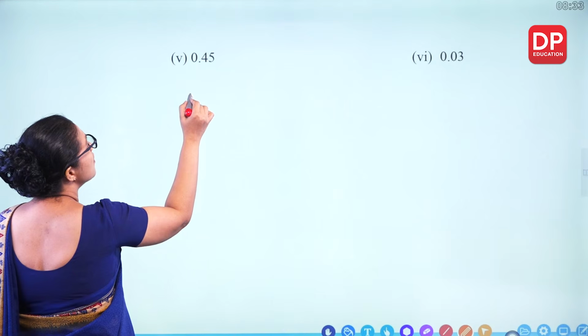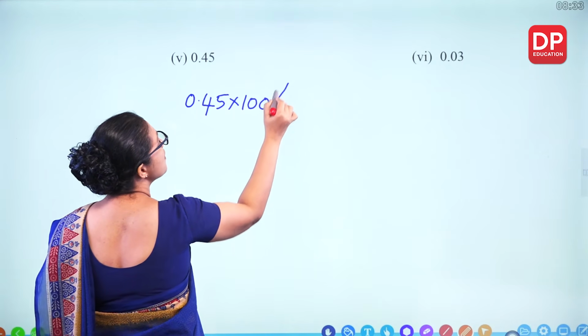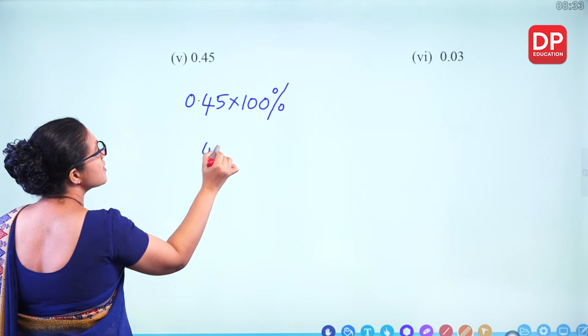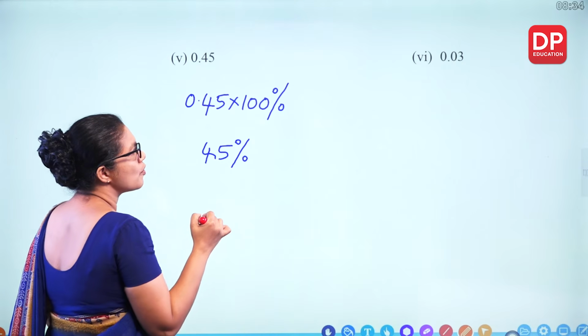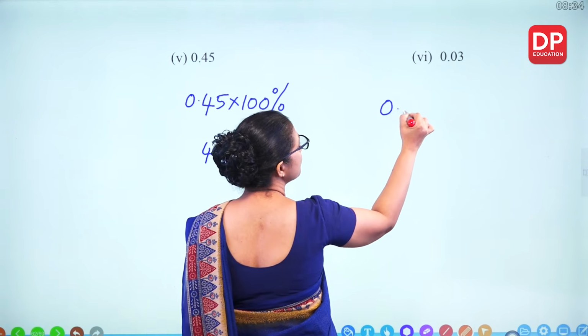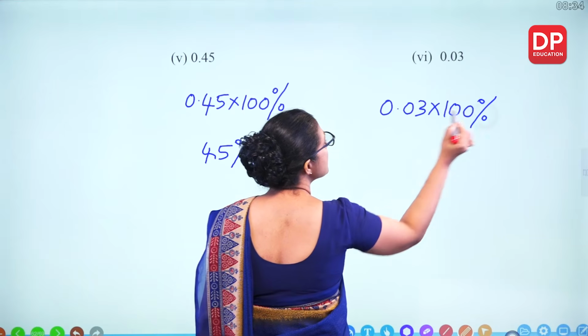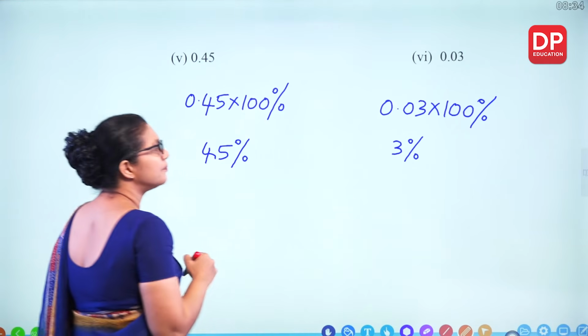0.45. 0.45 multiplied by 100 and put the percentage sign. Move the decimal place 2 places to the right. 45%. 0.03. Multiply by 100 and put the percentage sign. So 3%.